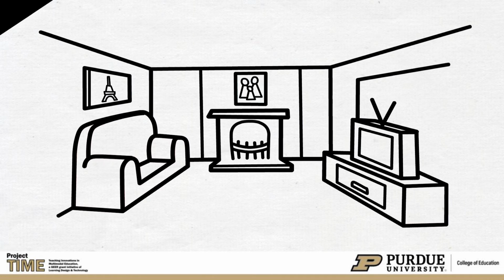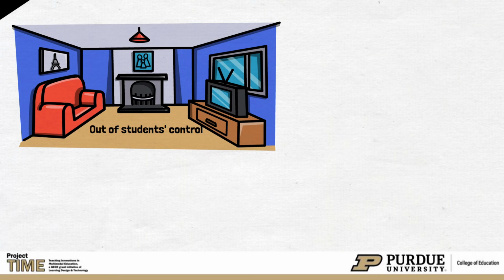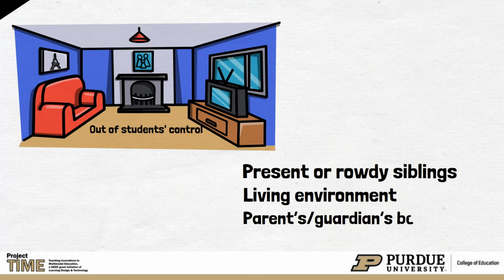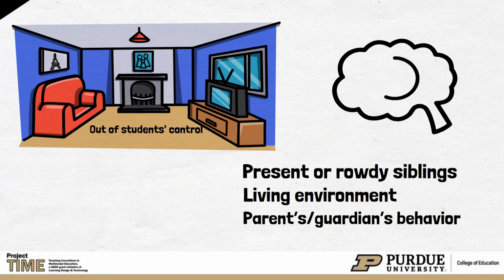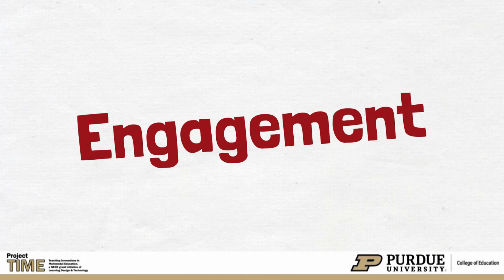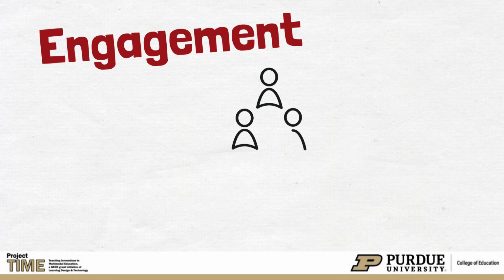When learning remotely, many environment variables are not within students' control, such as present or rowdy siblings, the condition of their living environment, or their parents' or guardians' behavior. If requiring or suggesting that students turn on their camera, remind them to be mindful of what their camera is showing in the background. It is also important to consider how students will be engaged during video conferencing calls.